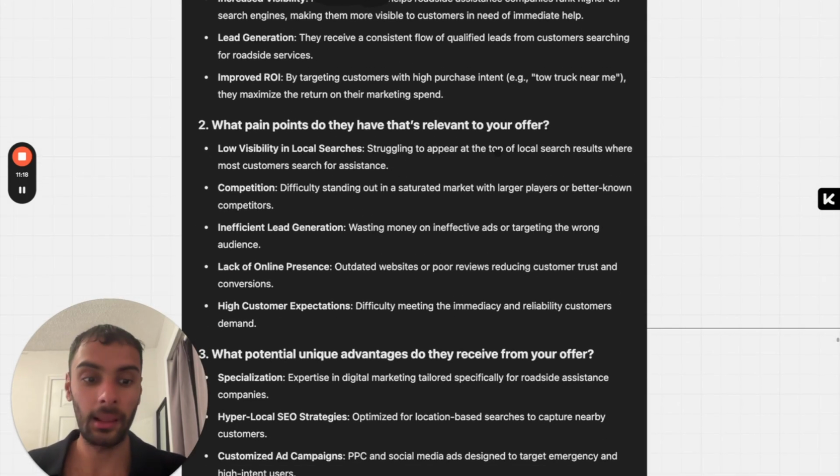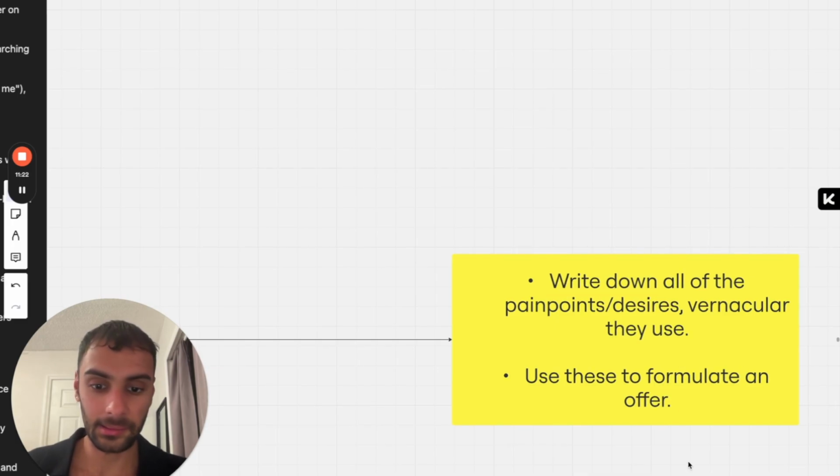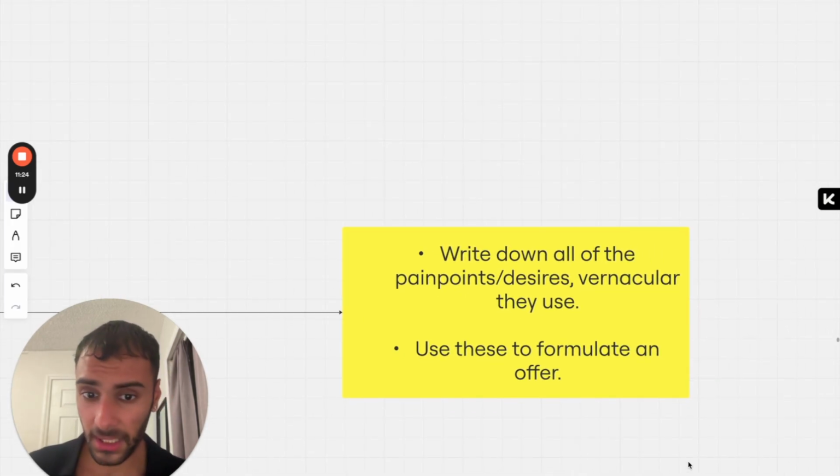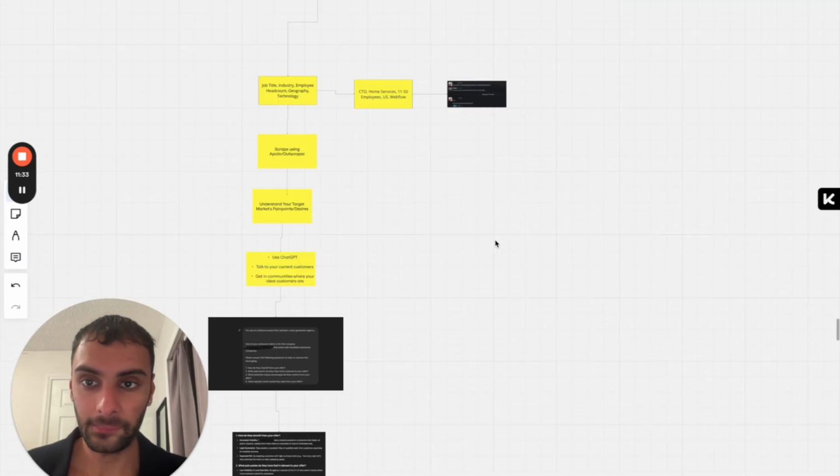So you can just do this, and what you're gonna do is write all of this stuff down, because it's gonna help you in the future when you're writing cold emails, right? And again, write down all the pain points and desires and vernacular that they use, and use them to formulate an offer, right? So that's the second step.